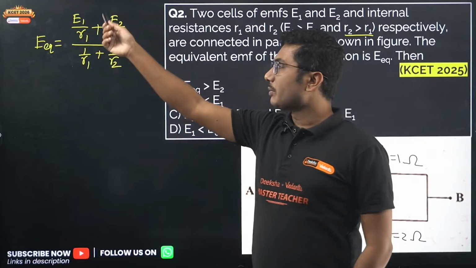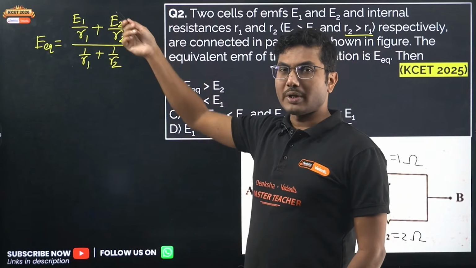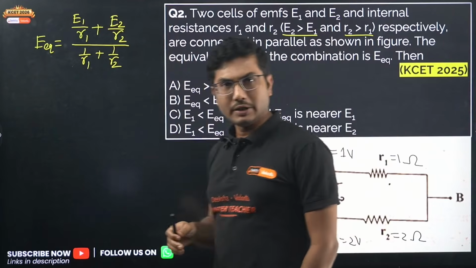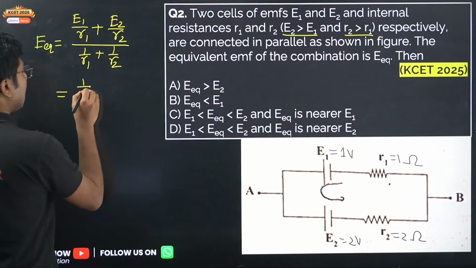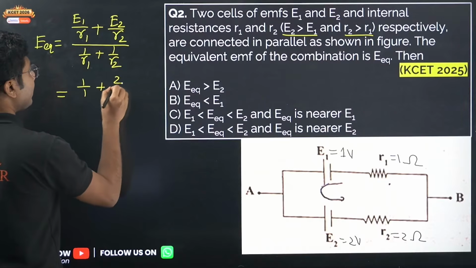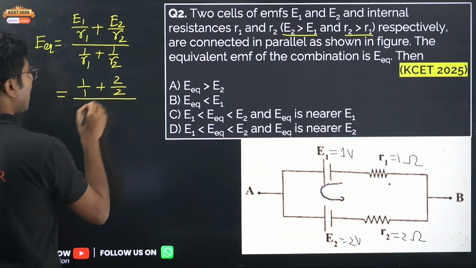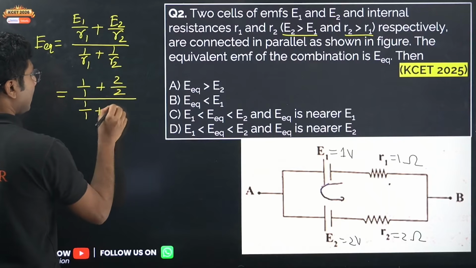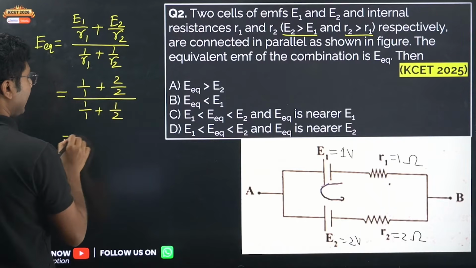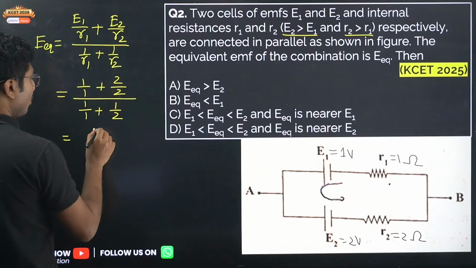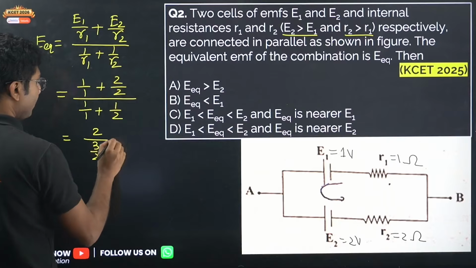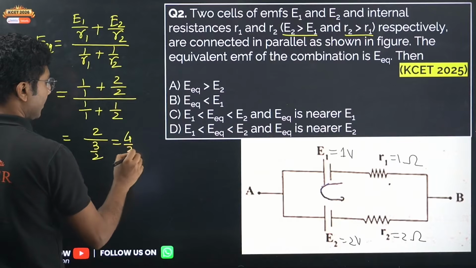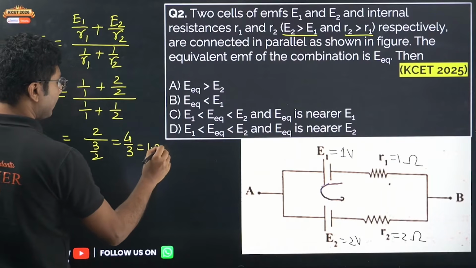So E1 by R1 plus E2 by R2 equals 1 by R1 plus 1 by R2. Right? Now we will put the values. E1 is 1 divided by 1, E2 is 2 divided by 2, and here we will get 1 by 1 plus 1 by 2. So we get, on top we got 2, and in the division we got 3 by 2, so we get 4 by 3. So 4 by 3 is 1.33.